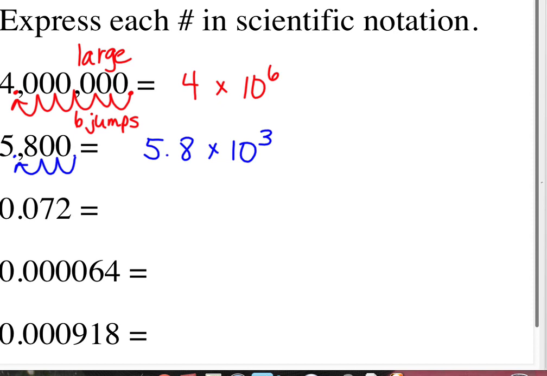Well, I see the decimal. Do you know where it needs to be? It needs to go there, between the 7 and the 2. How many jumps? 1, 2 jumps. So what's my new number? 7.2, right? That's good scientific form.